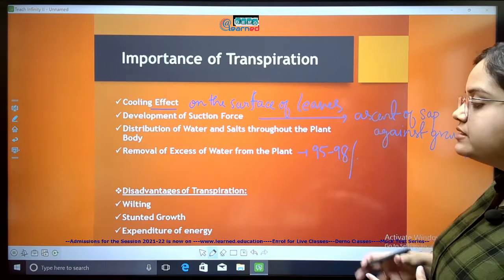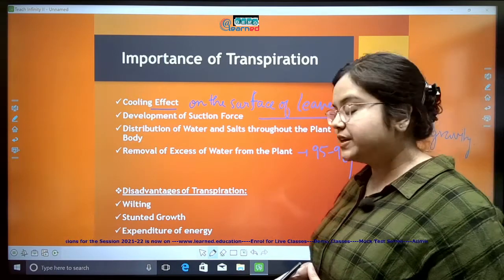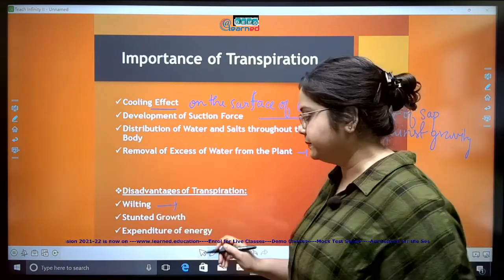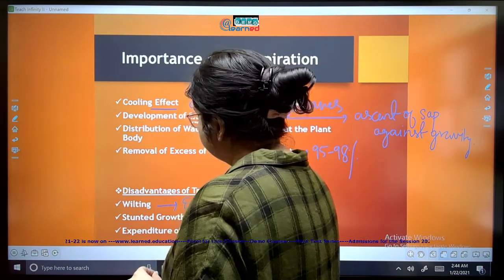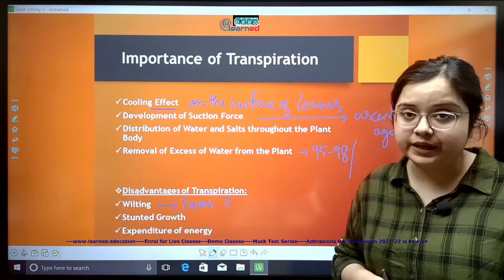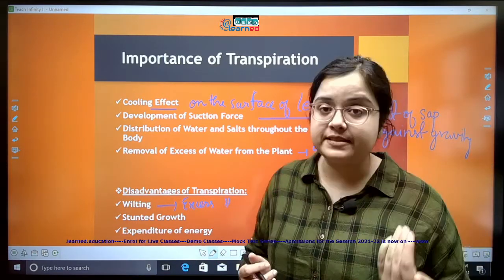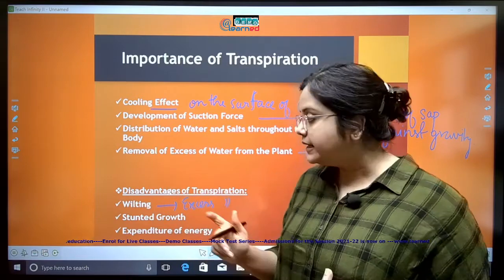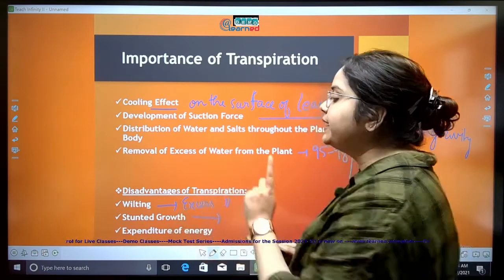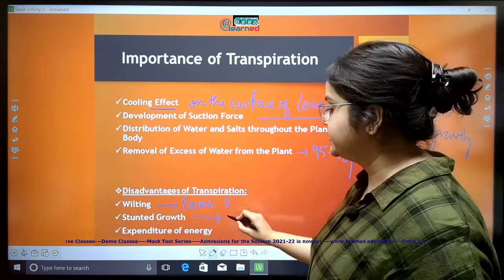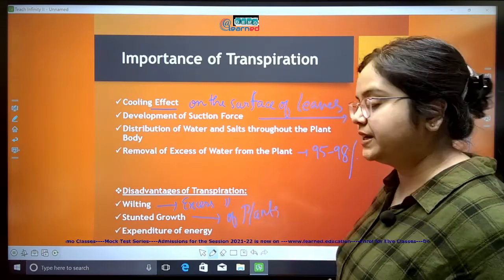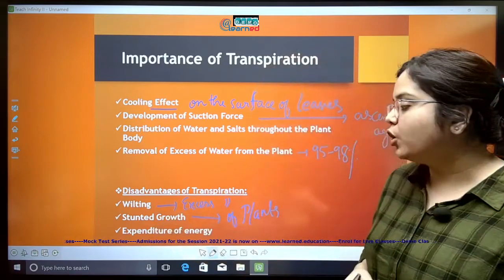These are the importance. Now we talk about the disadvantages of transpiration. Excessive transpiration can cause a process known as wilting, the wilting of the leaves. On a hot day, when transpiration exceeds the absorption of water from the soil, wilting happens. Also, if transpiration is in excess, it may cause stunted growth of the plants. Stunted growth is a negative effect of transpiration, and also expenditure of energy.